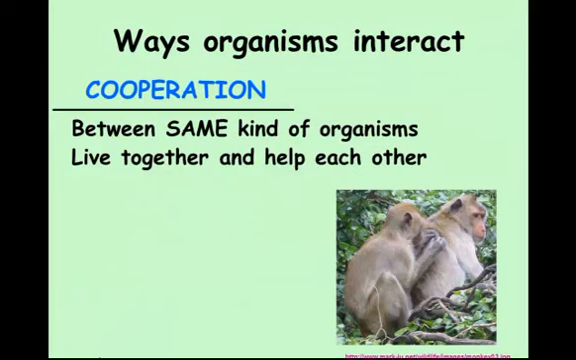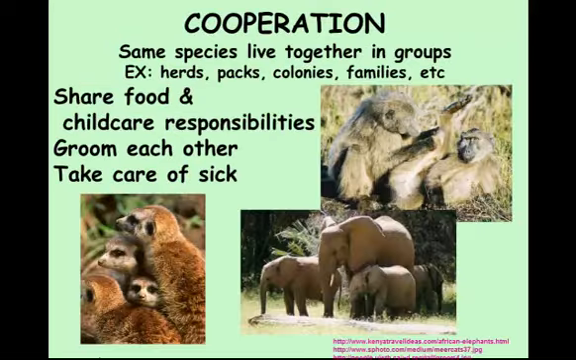The third way that organisms interact is called cooperation, and it usually happens between organisms that are the same type, the same species. So maybe monkeys living together in a colony, or think of a herd of elephants. In cooperation, you have organisms living together and helping each other, sharing food and child care responsibilities. If you've ever seen the show Meerkat Manor on Animal Planet, it's almost like a little family soap opera, and they have names, and you can watch what they do. It's a reality show.